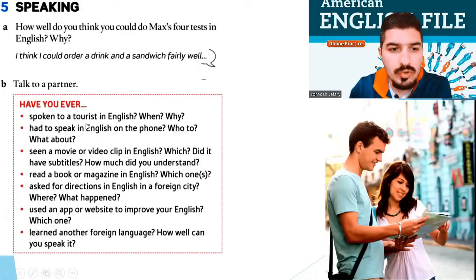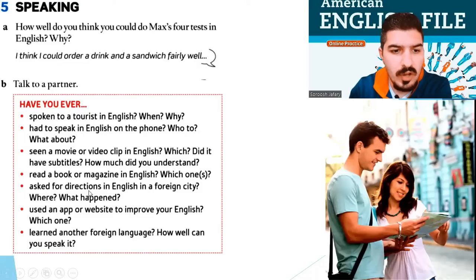Have you ever spoken to a tourist in English? When and why? Have you ever had to speak in English on the phone? Who to? What about? Have you ever seen a movie or a video clip in English? Which? Did it have subtitles? How much did you understand? Have you ever read a book or magazine in English? Which one or which ones?